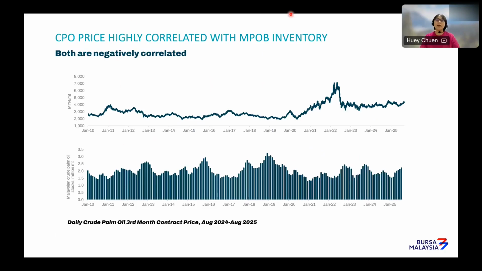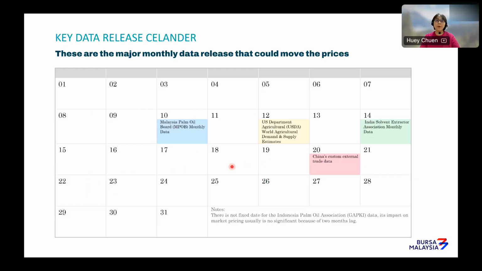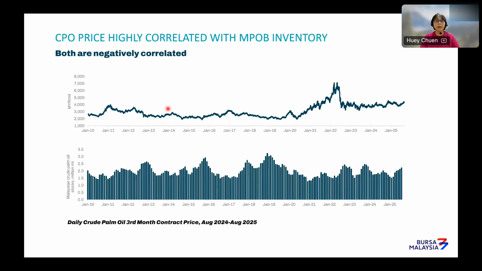And as I mentioned, why this MPOB data is very important: if you look at the MPOB data, price and stock are negatively correlated. So when inventory goes up, prices will come down. You can see when inventory goes up, prices will weaken. When inventory goes down, prices will tend to rise. So we have to monitor the trend of the CPO stocks level. So if you think that the market is expecting, like you look at here, right?